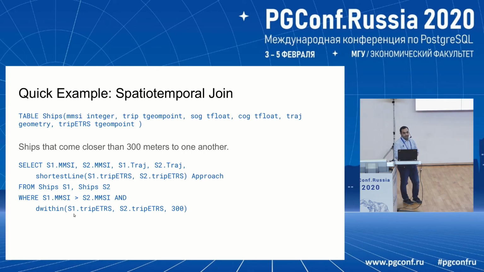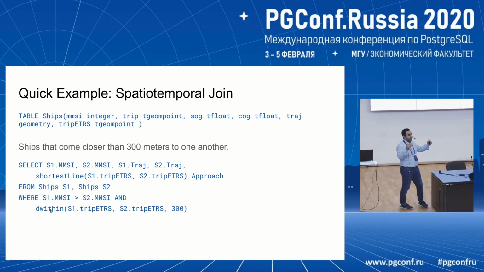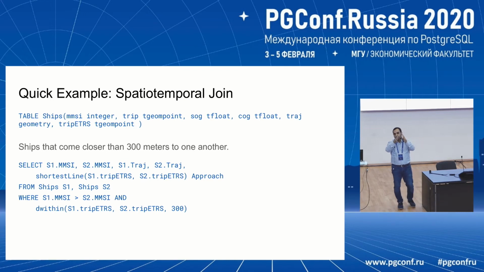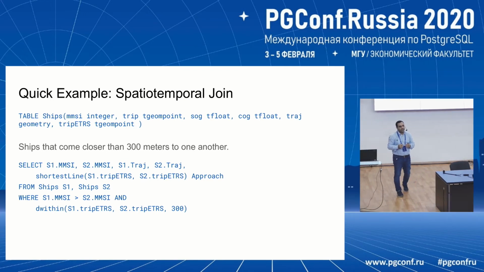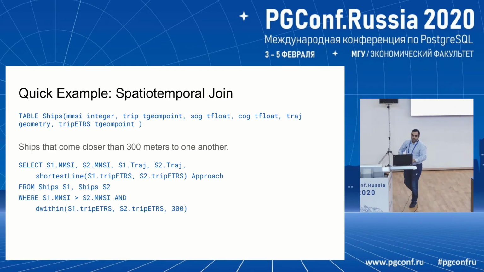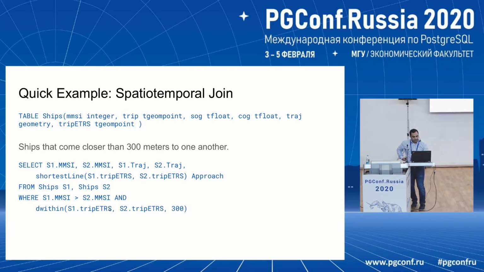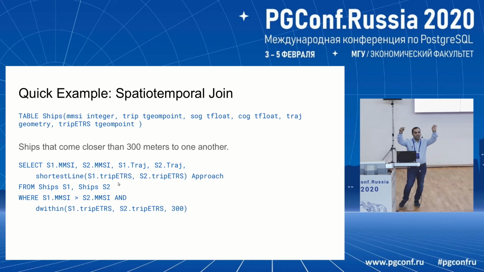Distance within takes two temporal points, the two ships, and the third parameter is the distance threshold. It is going to return yes or no. Yes, if they have ever come to such a close distance from one another. No, if they didn't. So for the tuples that have yes, we calculate the shortest line between the two temporal trips, to find the nearest approach where they came closer to one another.